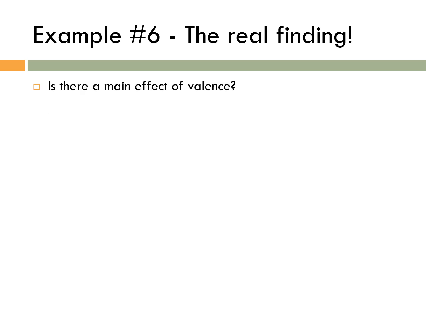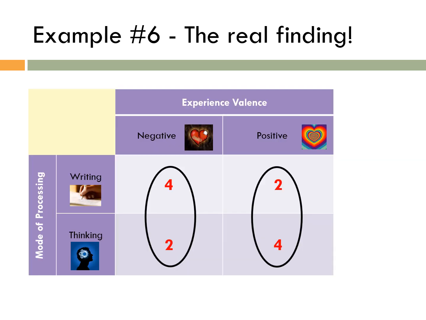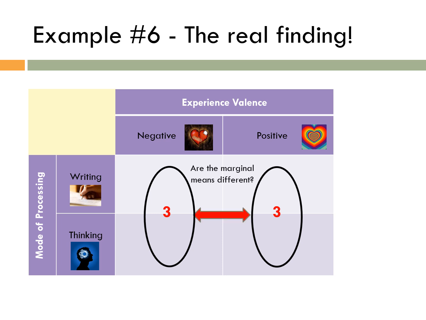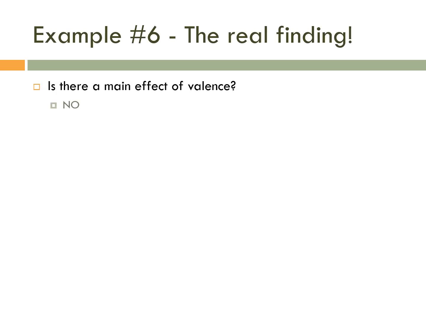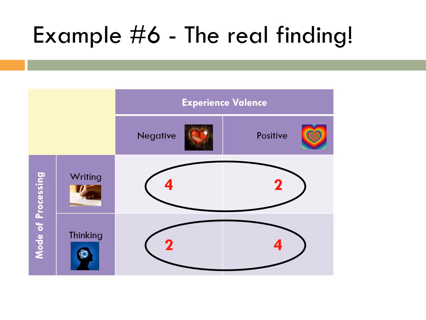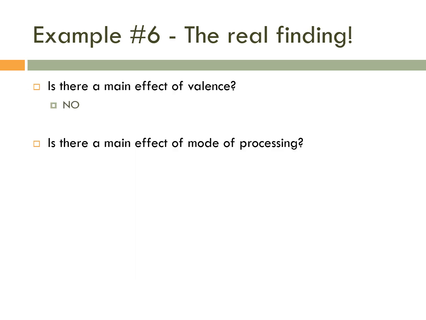So we're going to go through our main questions. Is there a main effect of valence? Now here we have the 2 versus 4 in the negative and the 4 versus 2 in the positive, or vice versa. Wait, those are the same. That's interesting. Is there a difference between these marginal means? No. There's no main effect here of valence. Okay, so let's now check out the main effect of mode of processing. Is there a difference here? No. Okay, so there's no main effect of mode of processing.